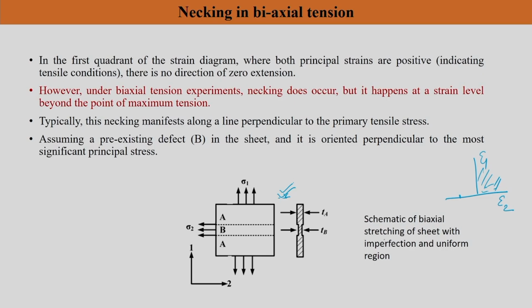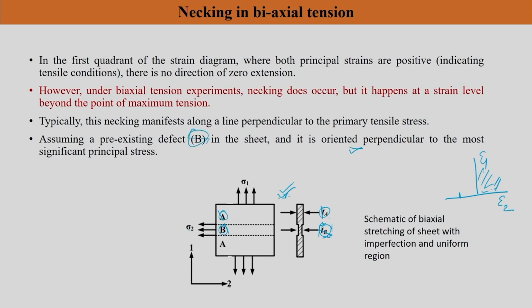This schematic tells about the biaxial stretching of sheet with imperfection in a uniform region. As usual, this sheet is actually stretched due to sigma 1 and sigma 2, two directions, and as usual we are defining a region A and a region B. B is a weaker region which has got a thickness of TB when compared to A, TB is less. Here it is TA, here it is TB, TB is lesser than TA, and deformation is happening. B region is a pre-existing defect, and that is where necking is going to start, and we are going to have the simplest case where it is oriented perpendicular to the principal stress, that is sigma 1.